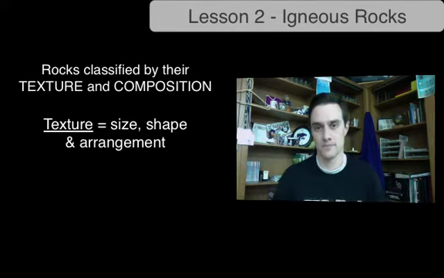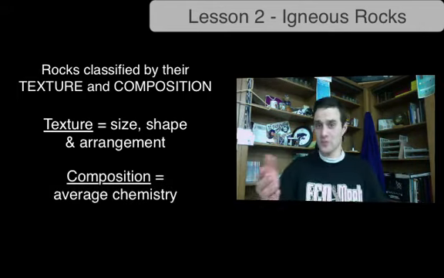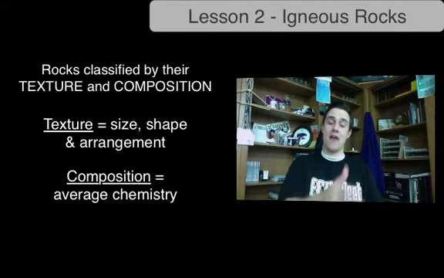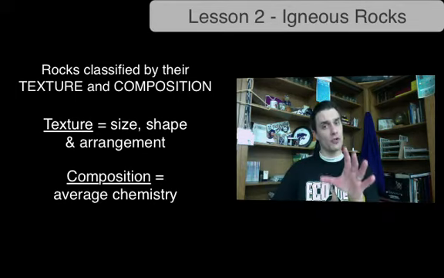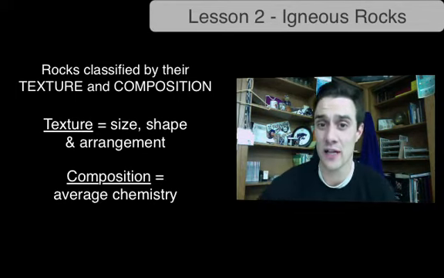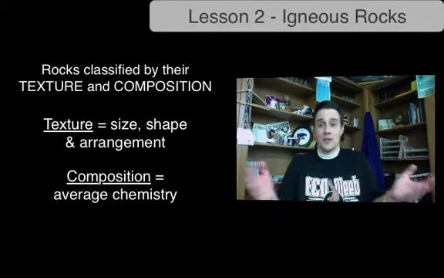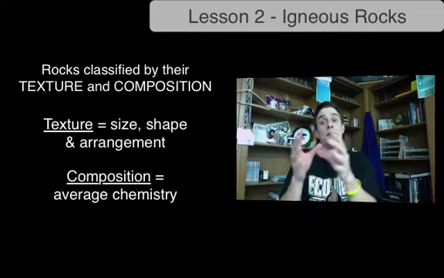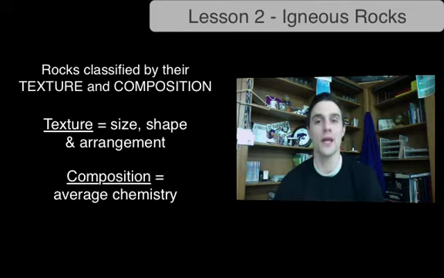Composition is the average chemistry. Notice the key word there, average chemistry of that rock. So what's the average chemical composition of that mixture? On average, what elements are present and how many of each element is there? It's an average because, again, it's a mixture. It can have a little bit less of this or a little bit more of this and still be classified as that rock or a known variation.